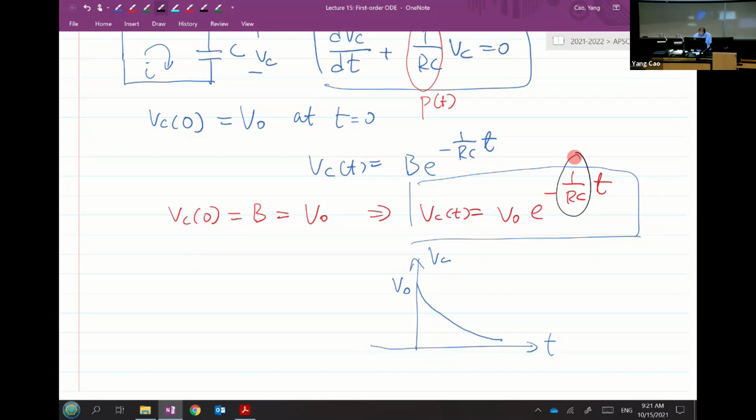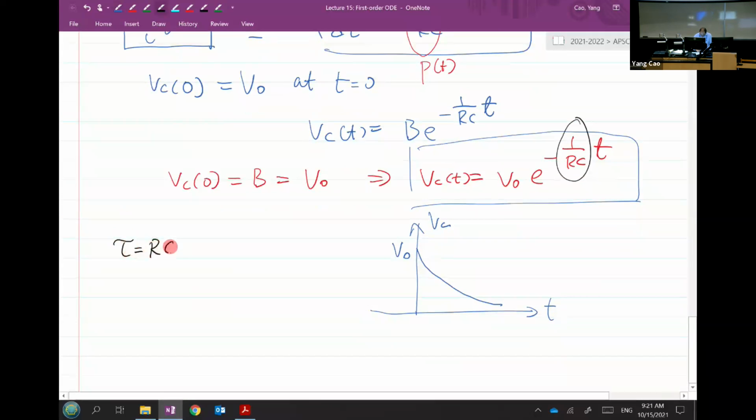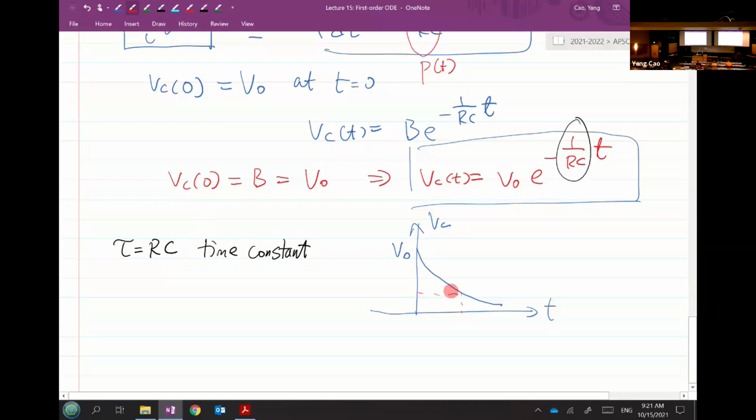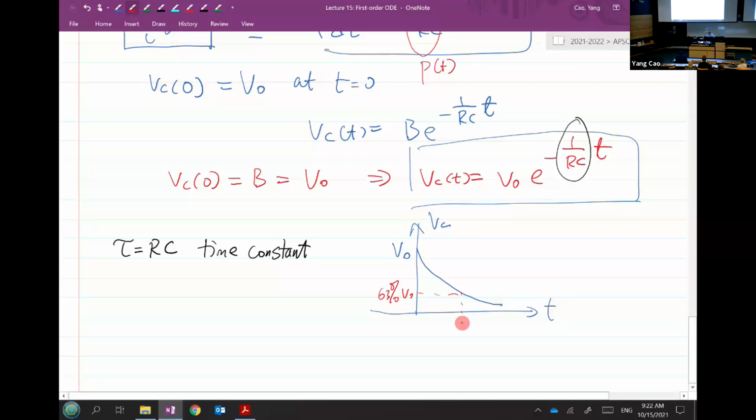There's a very important property. You can define this RC value as tau, and this is called the time constant. So what's a time constant? The time constant is basically how much time it takes to drop to this value here, which is 63% of the original V naught. So how much time does it take to drop to that? This tau right here is RC, this RC value.